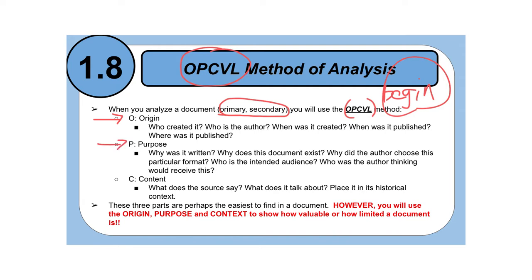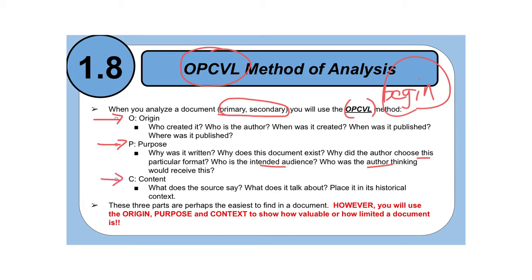Secondly is the P, the purpose. Why was it written? Why does this document exist? Why did the author choose this particular format? Why didn't they go a different route? Why did they not do a poster, perhaps? Who is the intended audience? Who is this person speaking to? Who is the author thinking would receive this? Were they trying to write to this particular audience, or maybe to that audience? You need to remember that when people write something, you write one way when you're delivering a letter to a personal audience that knows you on a much deeper level, as opposed to writing a letter to someone who doesn't know you on that deeper personal level.